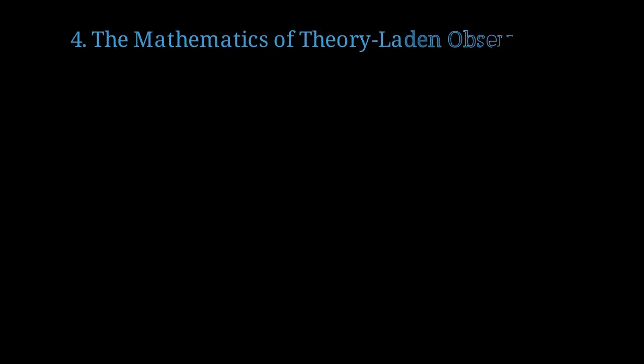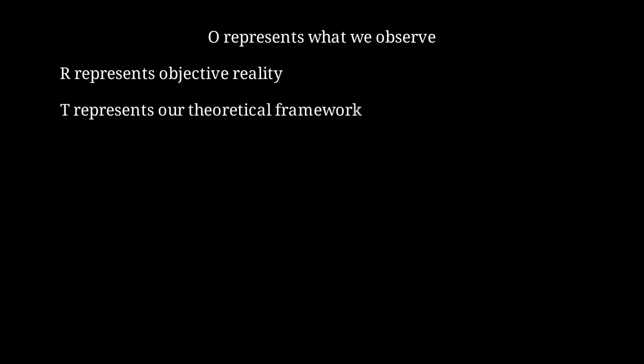Let's express this paradox more formally using mathematics. We can write observation O as a function of reality R and theory T. O represents what we actually observe or measure. R represents the objective reality that exists independently. T represents our theoretical framework or paradigm. The critical problem is that we cannot access R directly without going through T. So our observation is really the theory applied to reality, where T acts as a filter or transformation.